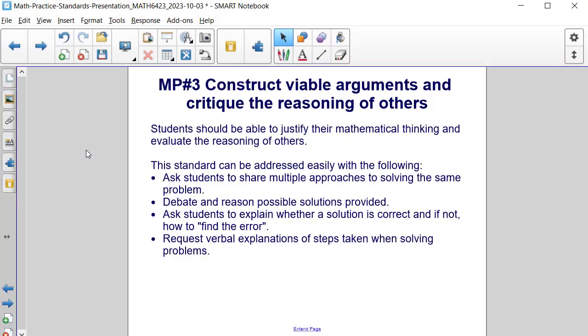Mathematical practice standard number 3 is to construct viable arguments and critique the reasoning of others. Students should be able to justify their mathematical thinking and evaluate and analyze the reasoning of others. This standard can be addressed easily with the following. You can ask students to share multiple approaches to solving the same problem. You could also debate and reason possible solutions that are provided.